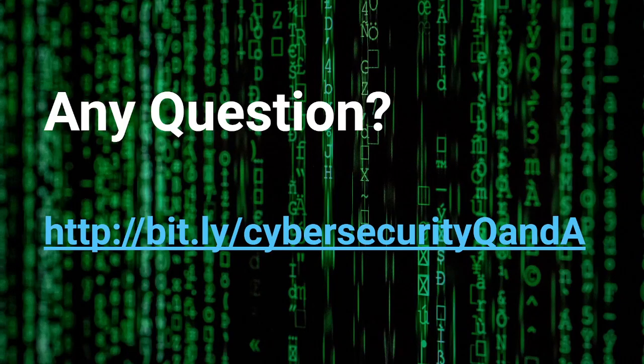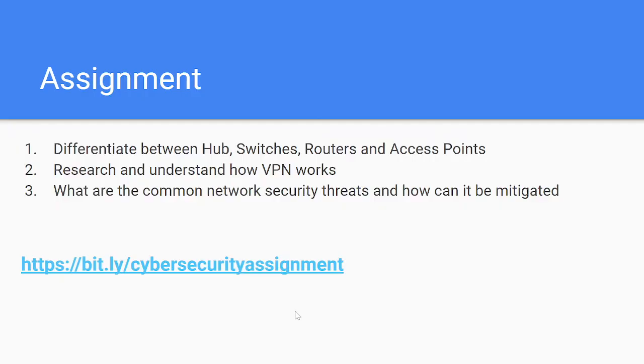Now, if you have questions, please send your questions here. I want to be able to see your questions, so that we can ask questions and understand, and make sure that information is being passed across. Then assignment number one: differentiate between hubs, switches, routers, and access points. All these things that I just mentioned are intermediate devices. They are the devices that connect the endpoints to the network. They are devices that connect the endpoints together.